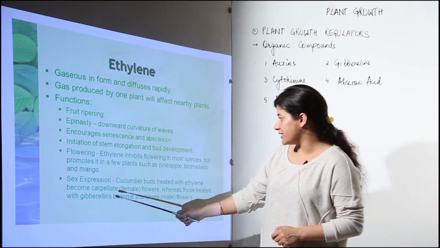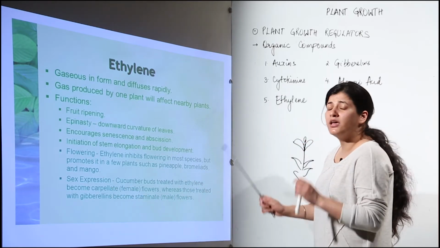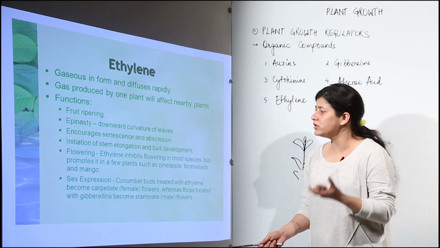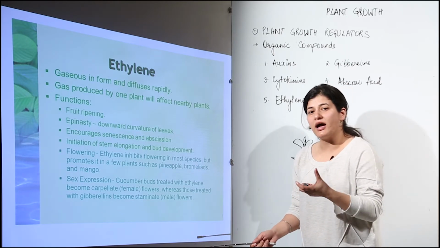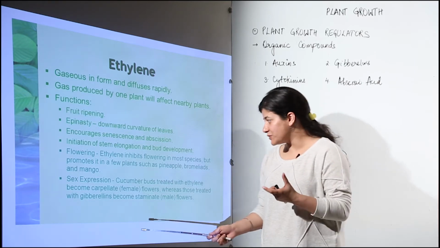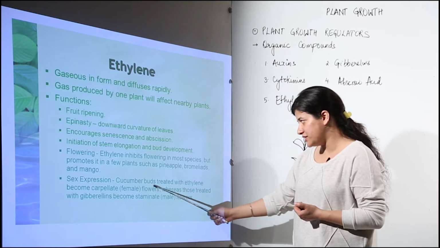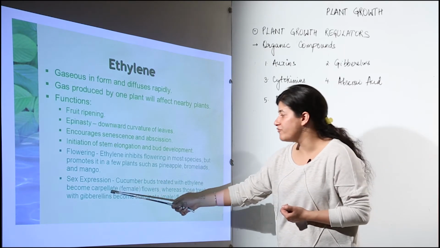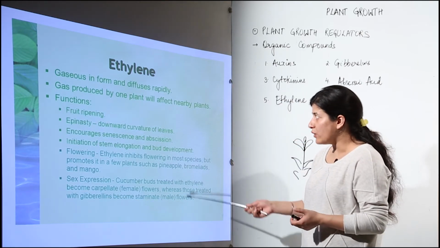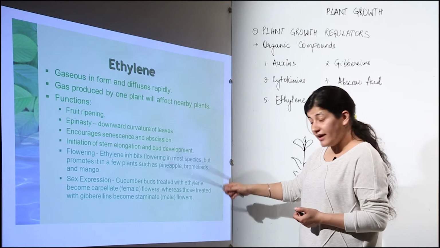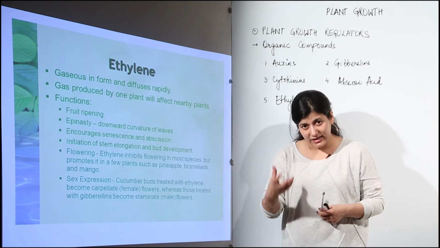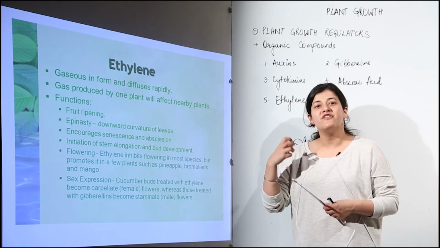And in case of sex expression of the flowers, whenever a flower is treated with a particular organic compound, say a hormone, it could be gibberellins or it could be ethylene, that plant shows an expression, either it becomes male or it becomes female. That is basically sex expression. In case of cucumber buds, if they are treated with ethylene, they would become females. And when gibberellins are applied, they would become male flowers. So somehow this hormone acts antagonistically to gibberellins. This you have to remember. While gibberellin brings male expression in the flowers, ethylene is responsible for female expression in the flowers.